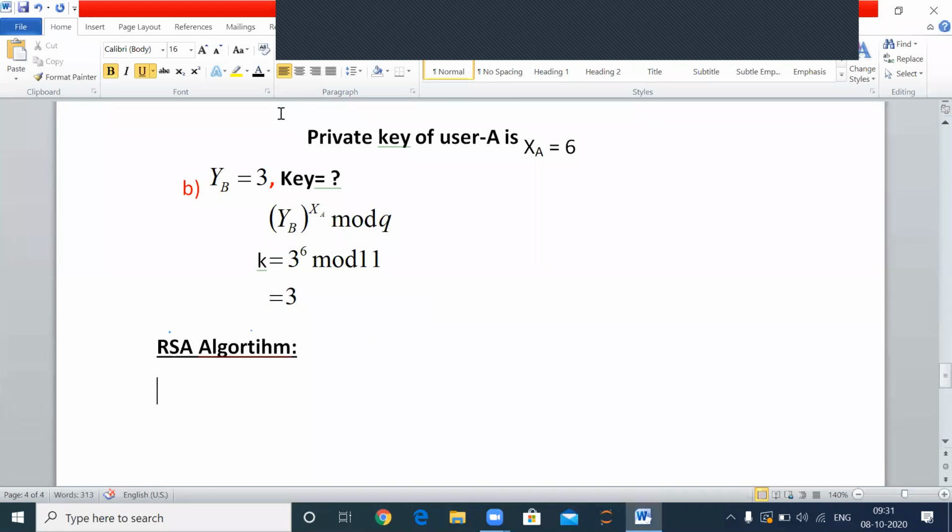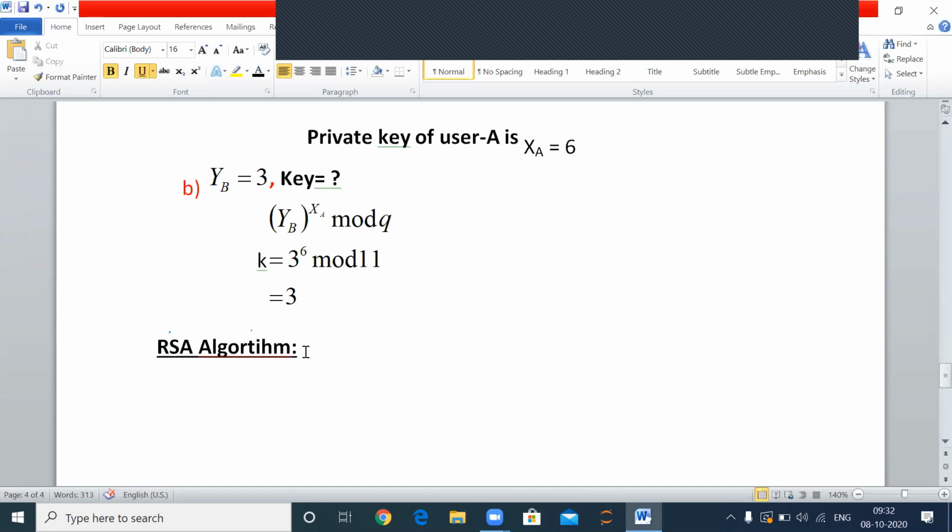Who found the RSA algorithm? Rivest, Shamir, Adelman. These three scientists developed the RSA algorithm. That's why the name is RSA: the initial is R, Shamir is S, and A is Adelman. So the three authors represent this algorithm, which is why it is popularly known as the RSA algorithm. This comes under public key cryptography.